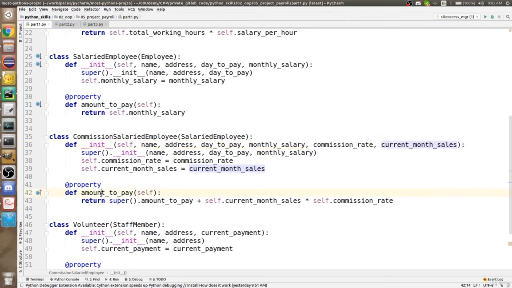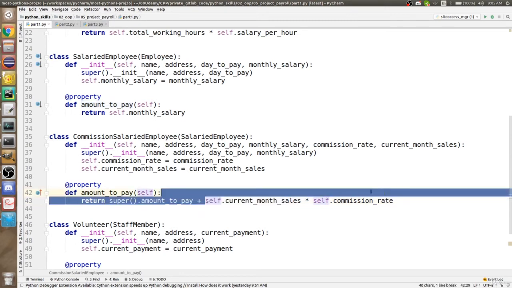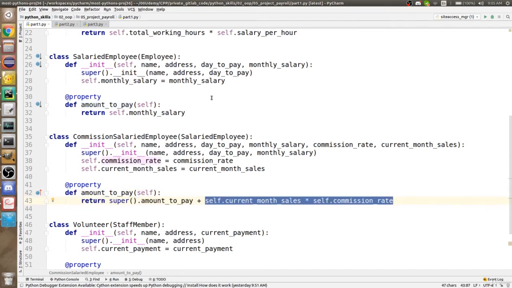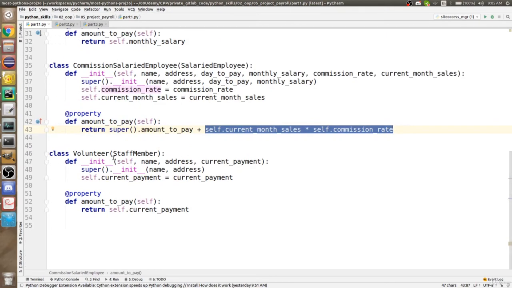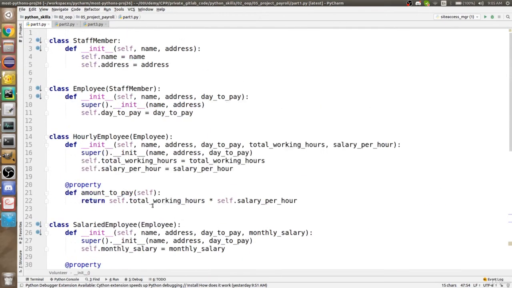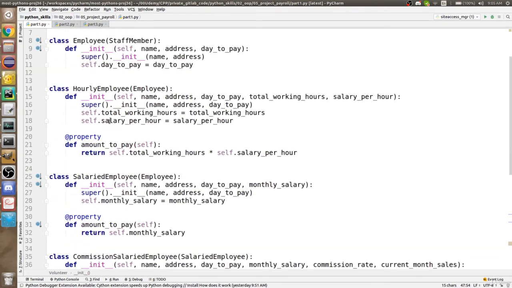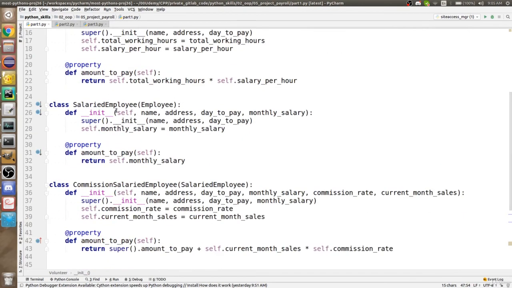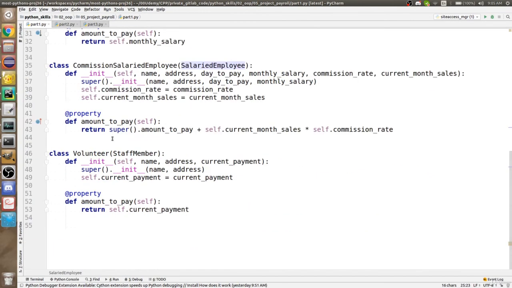Now my amount to pay is calculated according to my parent, which is my monthly salary, plus my commission. This is how we represented all of these classes. For that class, we have only the current payment. This looks exactly like this.